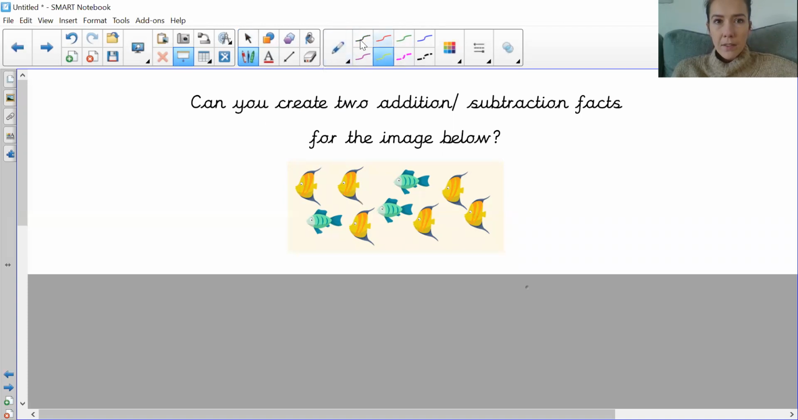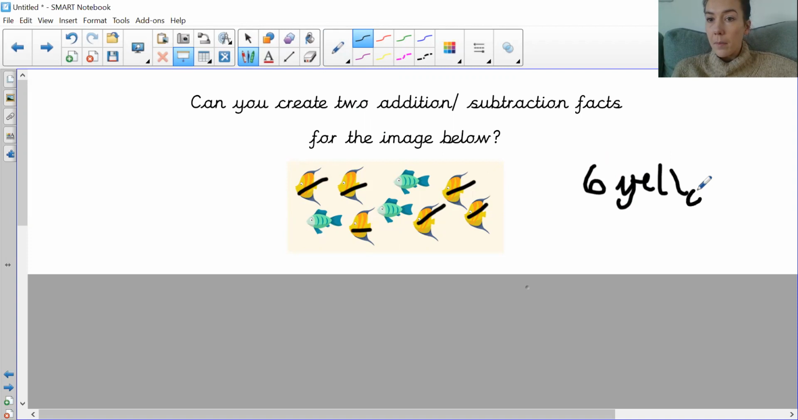Just thinking about what pen to use. I'll just stick with black. So we've got 1, 2, 3. Probably better ticking them off as well. 1, 2, 3, 4, 5, 6. So we've got 6 of the yellow fish. Again, the pen strikes. So tricky to do. I do apologise, that's terrible writing. So we've got 6 yellow, and then obviously we've got the 3 blue.